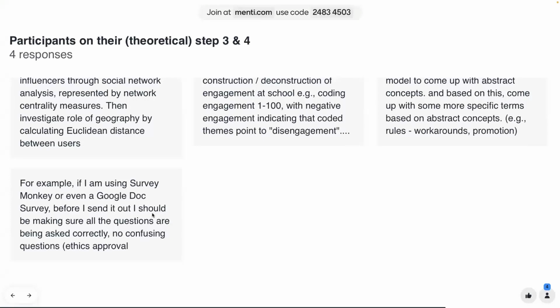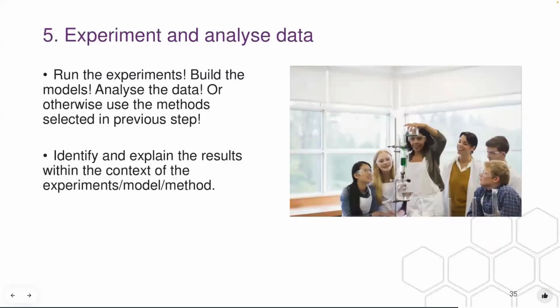Well, what I'm going to do now is I'm going to head over to step 5. This is where you're going to want to experiment and analyze the data. So, of course, you're going to be running the experiments, building any models that you might need, analyzing the data, or otherwise use the methods that you've selected in the previous step.